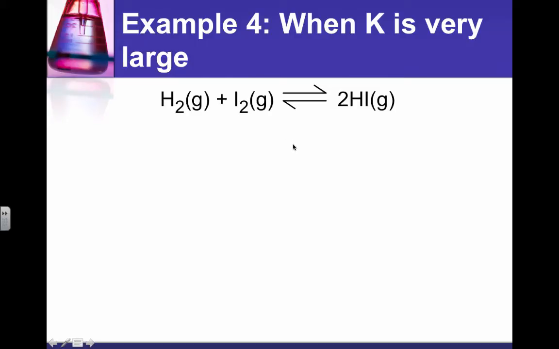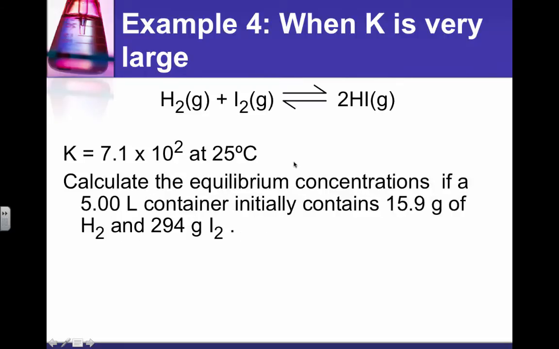First, let's look at our reaction. Hydrogen plus iodine makes hydrogen iodide, and these are gas phase reactions. We're given a K at 25 degrees Celsius, and we're given grams and liters, so we have to do a little bit of extra work here.